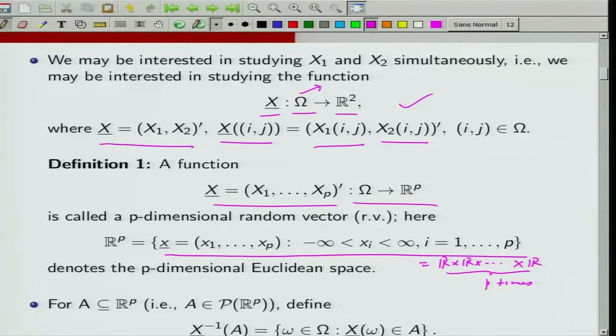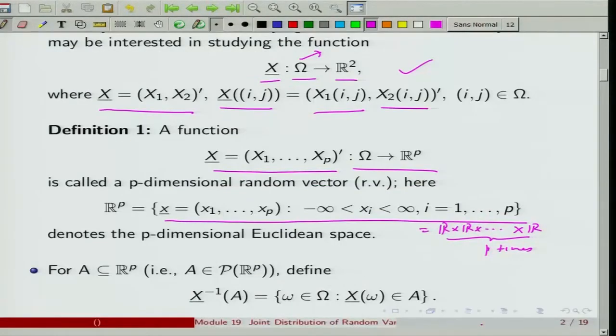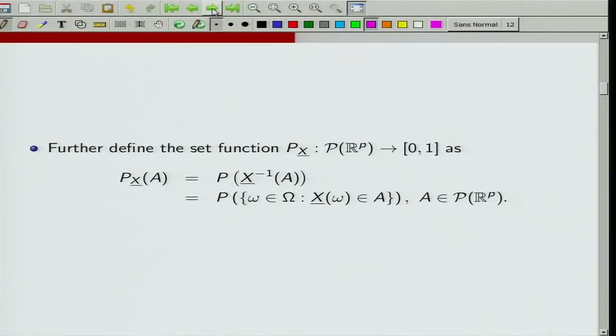Now, as I did in the univariate case, that is p equal to 1, for a set A in Rp, define its inverse image as the collection of all those points in the sample space which are mapped inside the set A. So, that is the collection of all those omega belonging to omega such that X(omega) is in A. Now, with this I can define a new set function PX from P(Rp) to [0, 1], and how do I define PX(A)? PX(A) is defined as P of X inverse of A, which is P of all those omega belonging to omega such that X(omega) belongs to A.